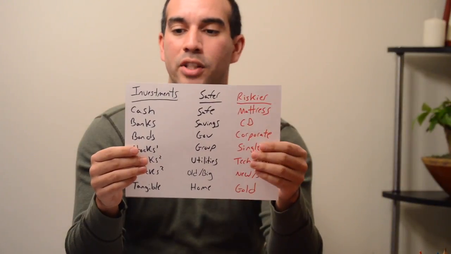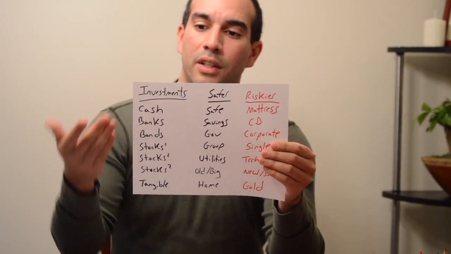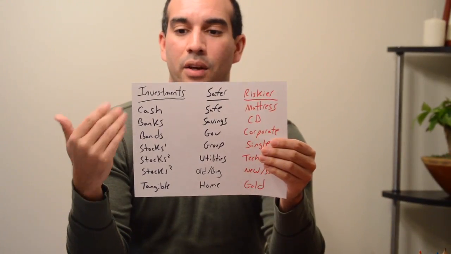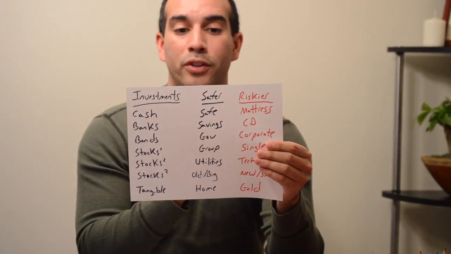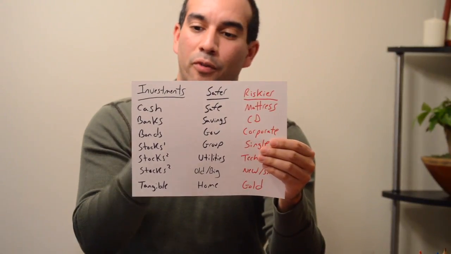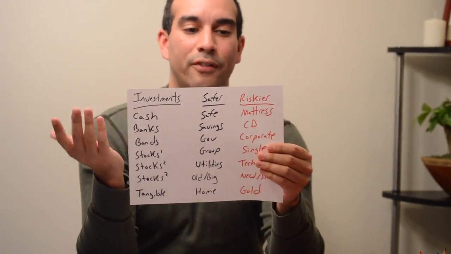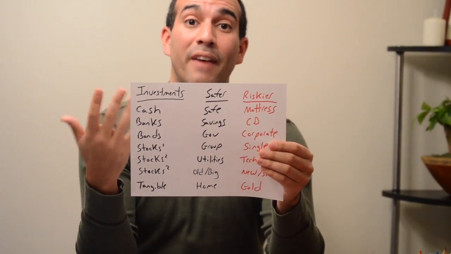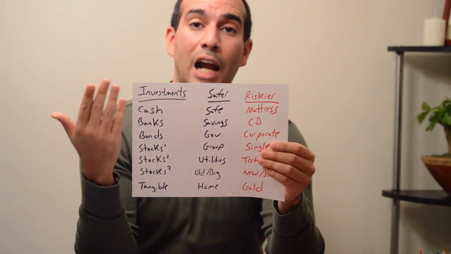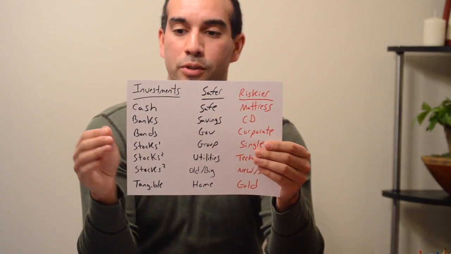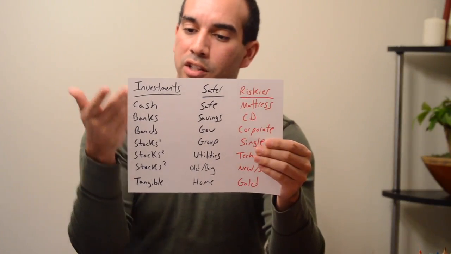I have this sheet of paper here, and it has 3 columns. The first column is your investments. Then in the other 2 columns we have safer or riskier. So from those investments, what might be safer and riskier, and from there you can determine what's appropriate to invest in depending on your time horizon and financial goals. Let's look at it from the top.